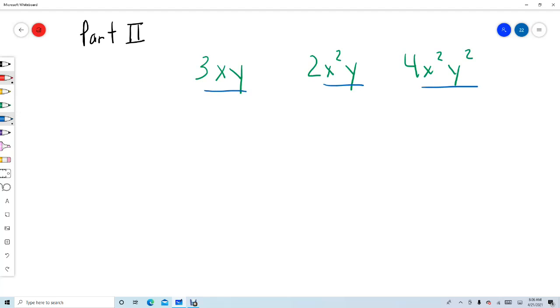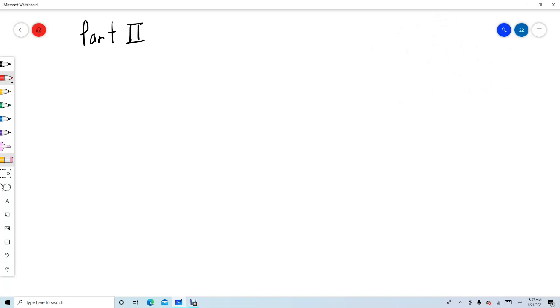In order to add like terms, the variable and the exponent attached to it have to be the same. So I have to add an x to an x, or an x squared to an x squared, or an xy to an xy. Okay, I cannot add xy to x squared y. I cannot do that. So let's look at a long phrase, I guess an algebraic phrase, and we'll simplify it.